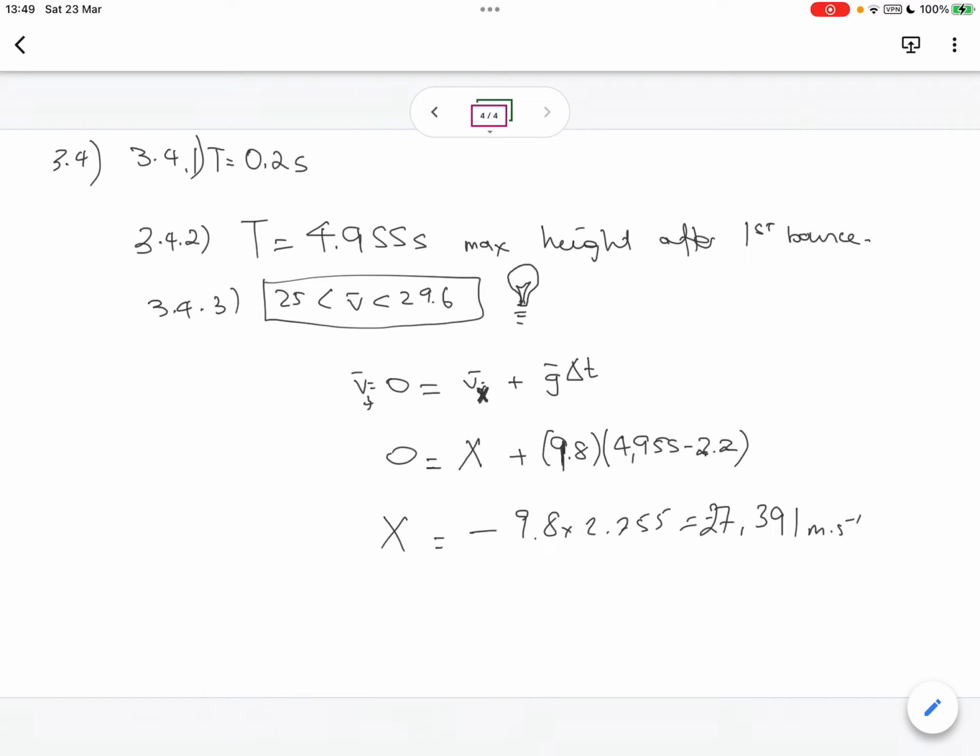Get 27.391. It's 955, not 995. Yeah, 27. So 27 exactly? Yeah. Alright, so 26.9999. Yeah, I remember that's what we got. So let's say negative 27 meters per second. Alright. So we pretty much got that one, the gist of that one.